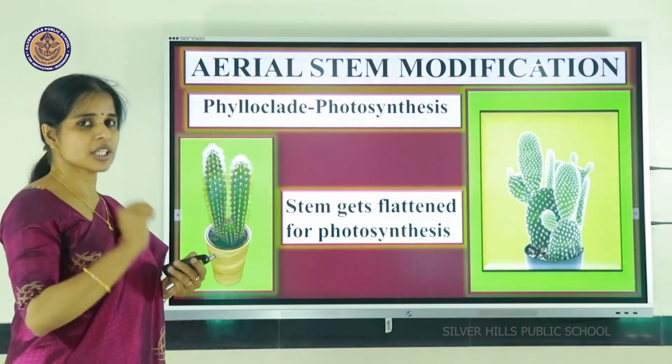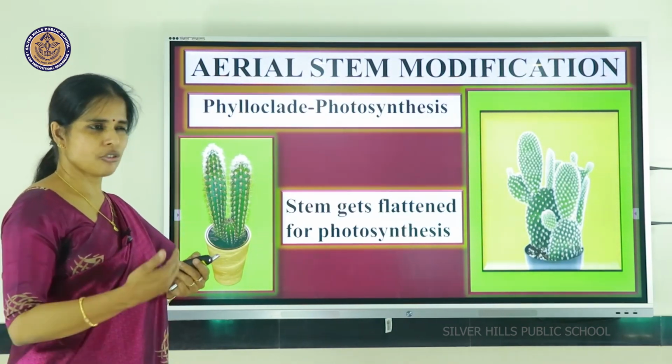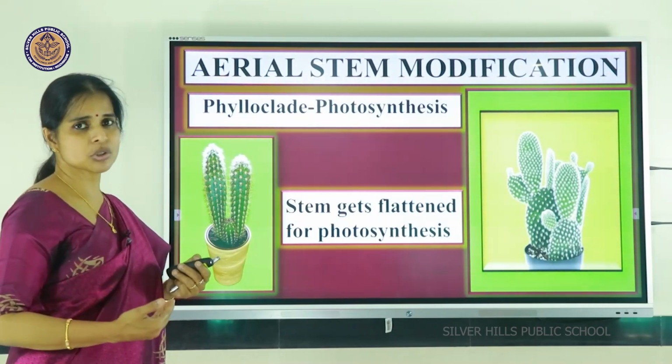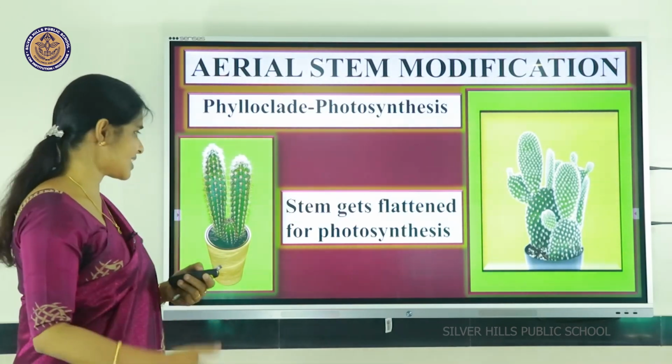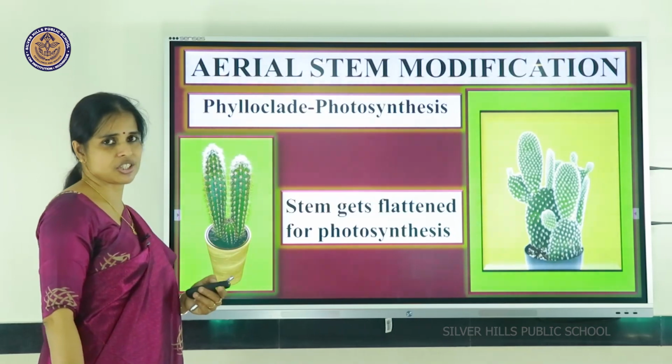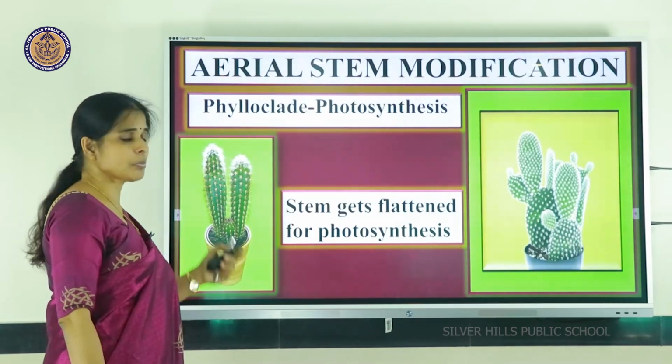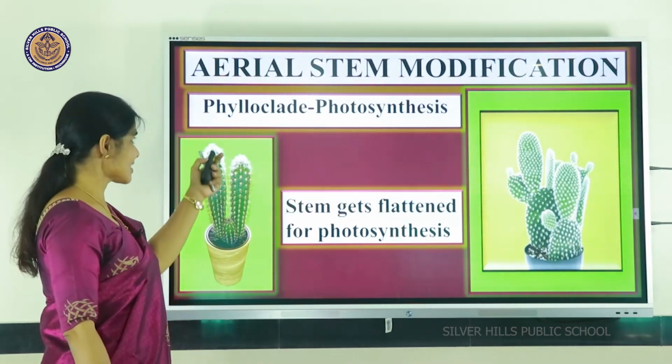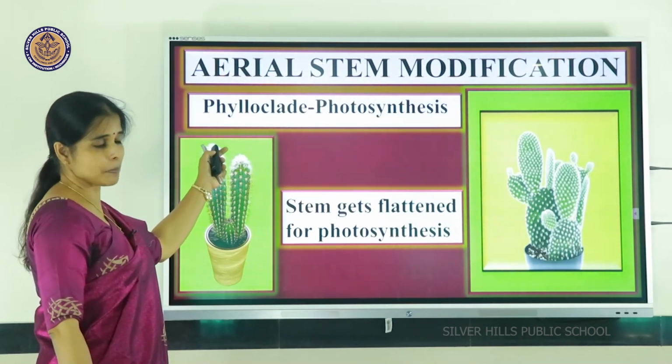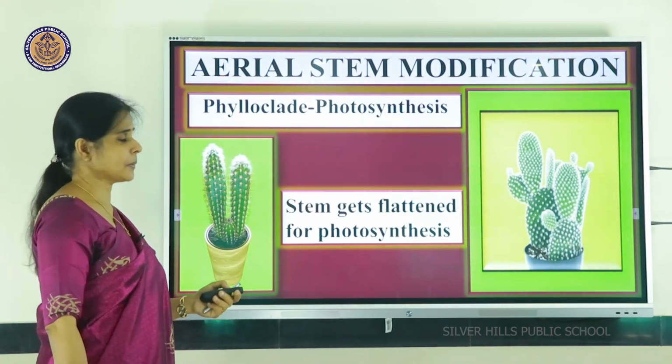Next, one more aerial stem modification is that the stem may undergo photosynthesis in some cases. That is mainly for xerophytic conditions. In xerophytic conditions, the leaves are not able to perform photosynthesis. So, in such cases the stem gets flattened. The flattened stem is able to perform photosynthesis. Such a flattened stem in the xerophytic plants is known as phylloclade.